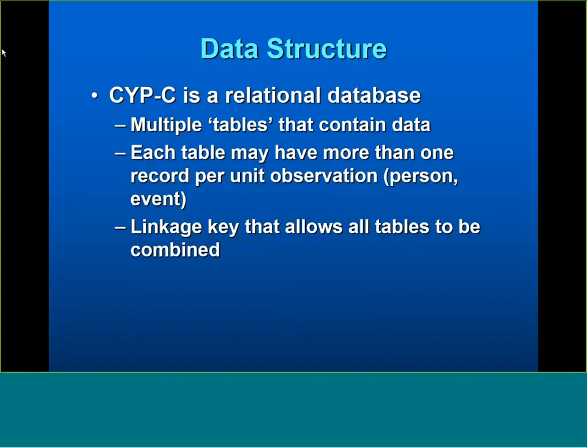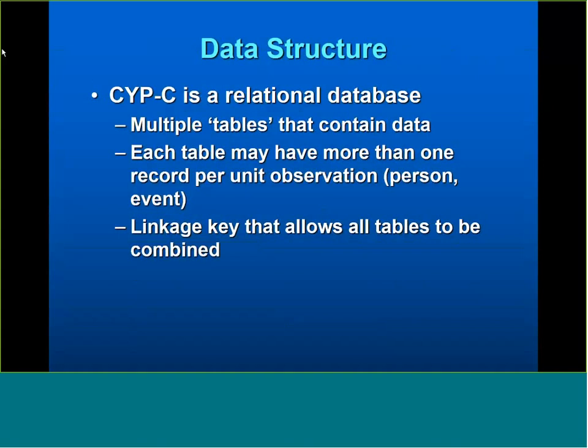So a little bit about data structure. CYP C is a relational database. And what is a relational database, or what does that actually mean? Well, it means that there are multiple tables that contain data. And each table is usually designed in a particular way to capture a specific subset of the information that we may be interested in. So there's often a person table, a diagnosis table, a relapse table, a treatment table. And all of these tables combined make up the database itself.